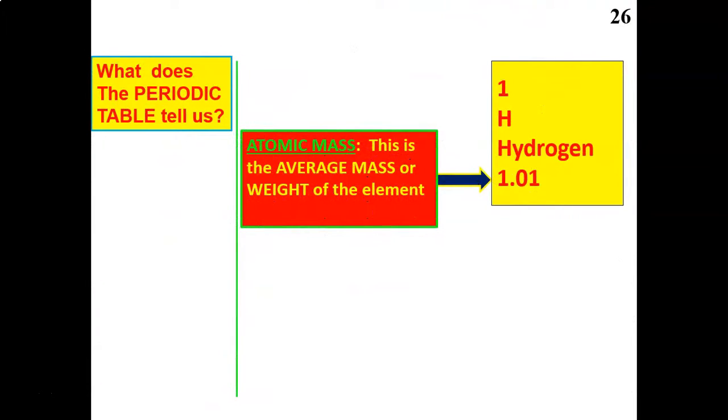And finally, down at the bottom is the atomic mass. That's the average mass or weight of the element. What does that mean, the average mass or weight? Well, the vast majority of hydrogen atoms have exactly 1 proton. We don't count the mass of electrons. They're considered so small that that's not even counted. But the average hydrogen has 1 proton. That means it has an atomic mass of 1.